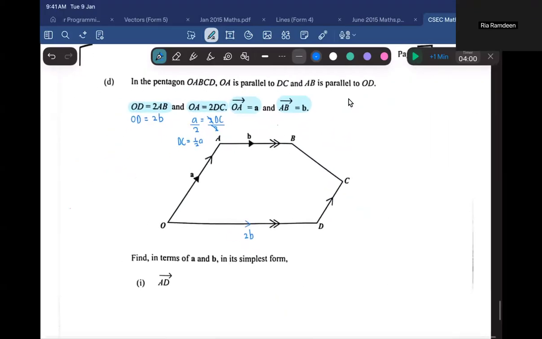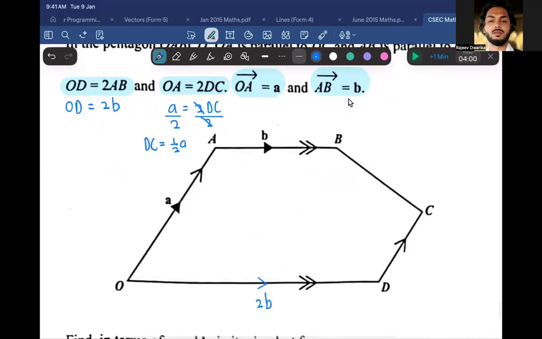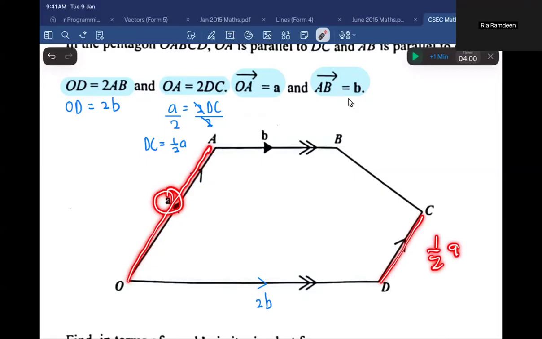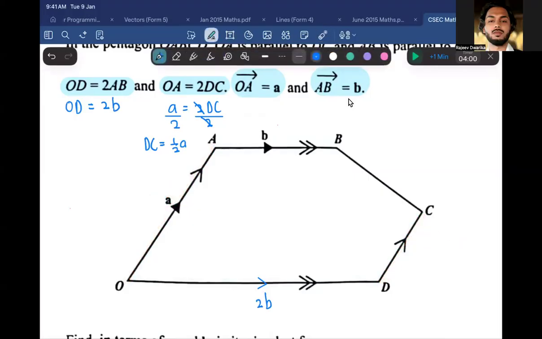Now, if that's confusing you could look at it graphically. Ria, this is O to A. What are we using to represent O to A? A. Okay. D to C looks like what fraction of it? A half. Right. So if we're using small a to represent O to A, wouldn't this just be half A? Yeah. I really hope I didn't confuse you. Mira, I'm not stressing you out, or does that make sense?